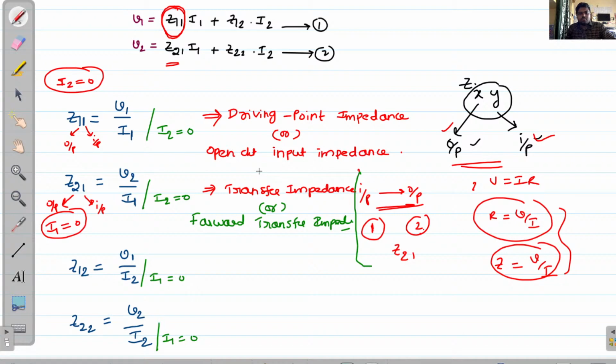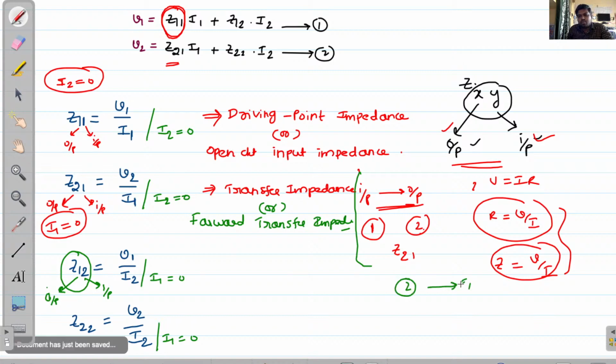Okay, so if you observe this Z12, the second port is the input, and I will consider the first port as the output, right? I'm always traveling from input to output, but here input equals port 2, and output equals port 1. That means impedance can be transferred from port 2 to port 1. In a summarized way we can call it transfer impedance.